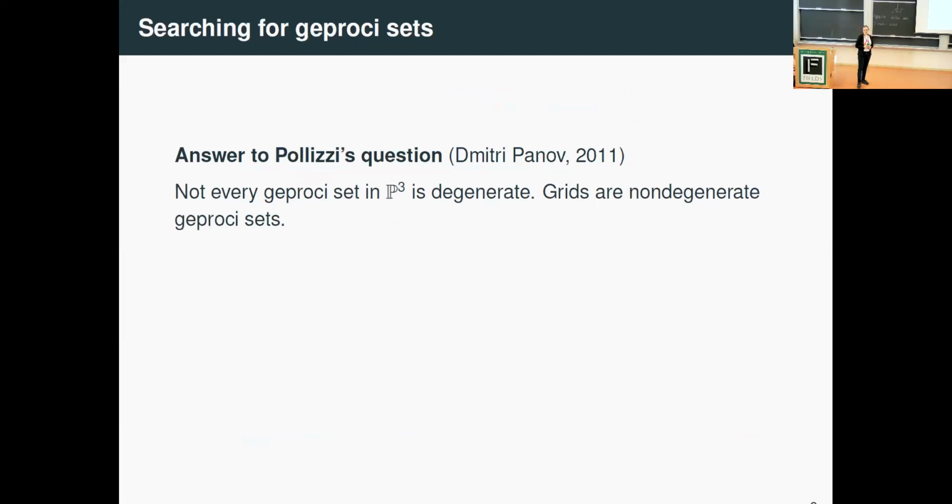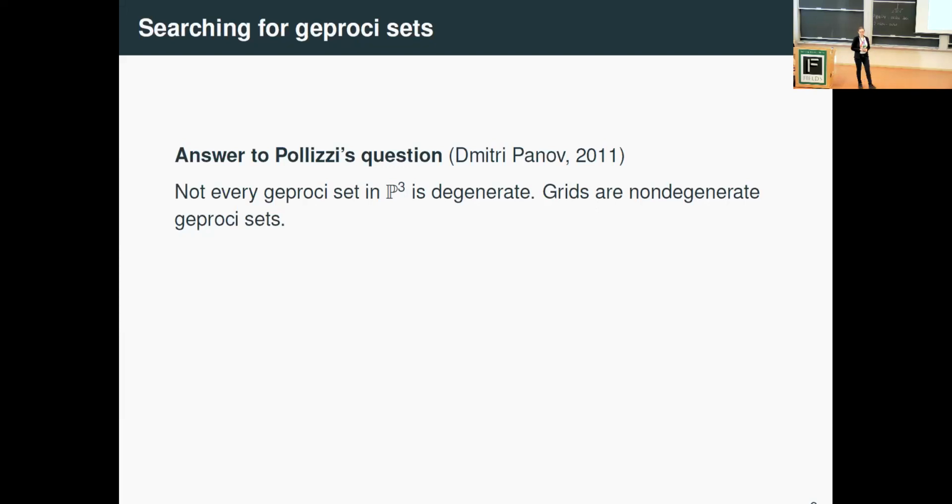Okay, so let me tell you what was the answer. The answer was given by Dmitry Panov. The answer to Polizzi's question was given by Dmitry Panov in the same year, in 2011. Let me recall, the question was, is every Geproci set degenerate? So do the points lie on a surface already? And Panov said, no, it is not true. So there are sets of points which are not on a surface and are Geproci.